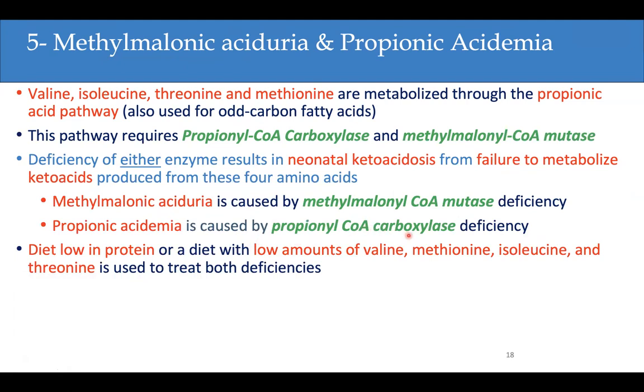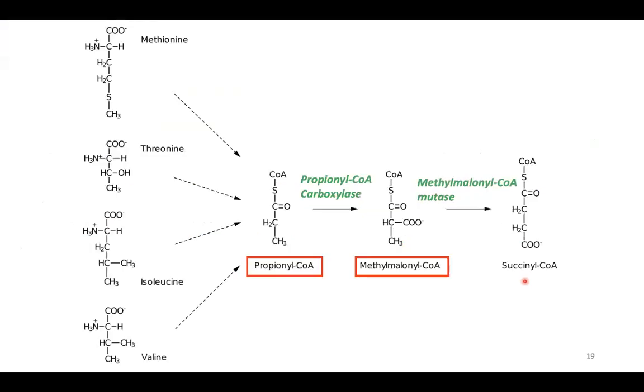Now, what happens as a result? There's accumulation of their byproducts in this process. Here's a diagram that essentially shows you everything that's going on. First, these 4 amino acids, methionine, threonine, isoleucine, and valine, are converted through propionyl coenzyme A carboxylase into methylmalonyl coenzyme A. And then methylmalonyl coenzyme A mutase will then convert these into succinyl-CoA.